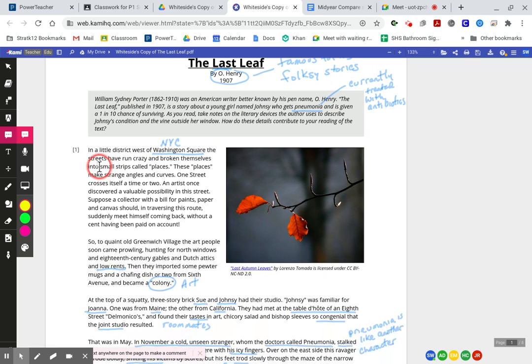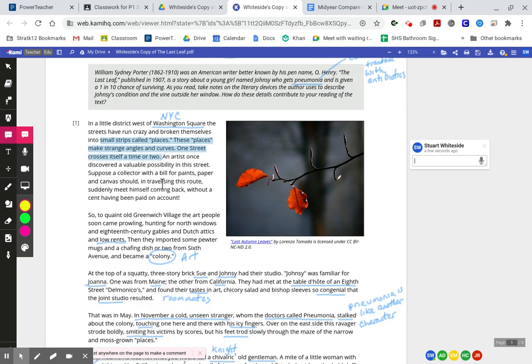One thing I noticed in the beginning, we have a description of the area in Greenwich Village where these artists are. And the description is detailed about the curves and the places and the angles, which I don't know whether or not it's important, but I'm going to write it down. Okay, and the use of the words curves, angles, and places makes it sound confusing.